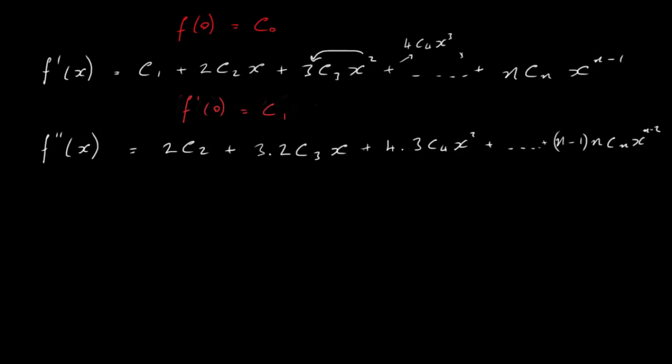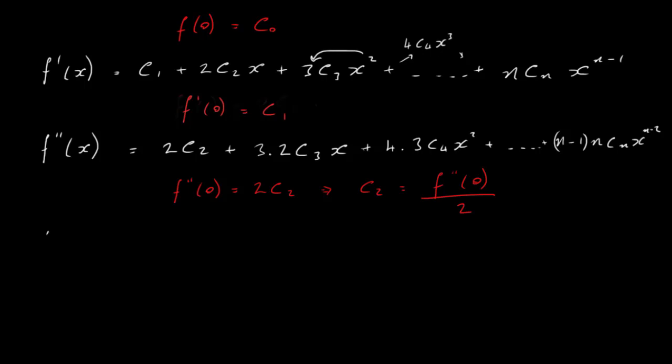Let's now look at what would happen if we put 0 in for x on both sides. On the left hand side, we just get f double prime of 0. On the right hand side, all of these will just give us 0, so we're just left with 2c2. So in other words, c2 is just equal to f double prime of 0 over 2.